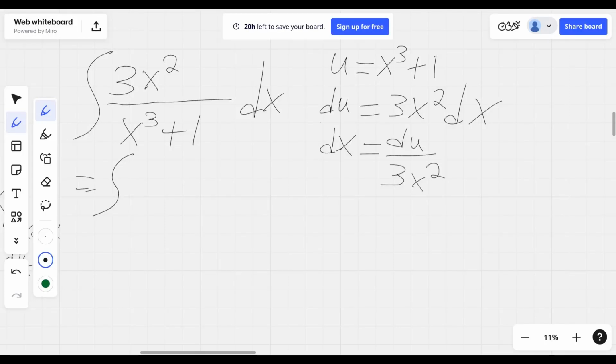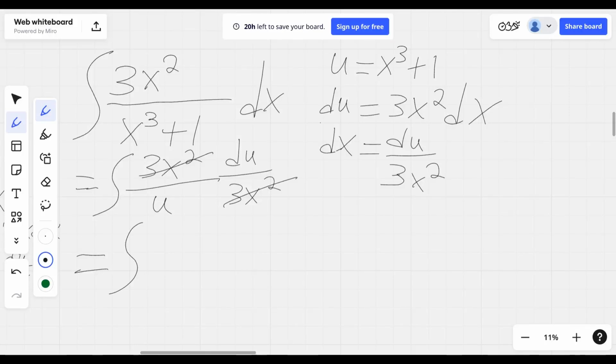And we're going to get 3x squared over u. And then instead of dx, we're going to do du over 3x squared. So here we can see our 3x squared cancels out. So it'll just be the integral of du over u.